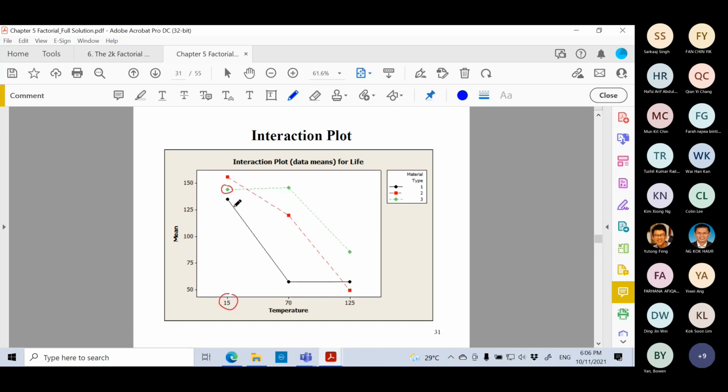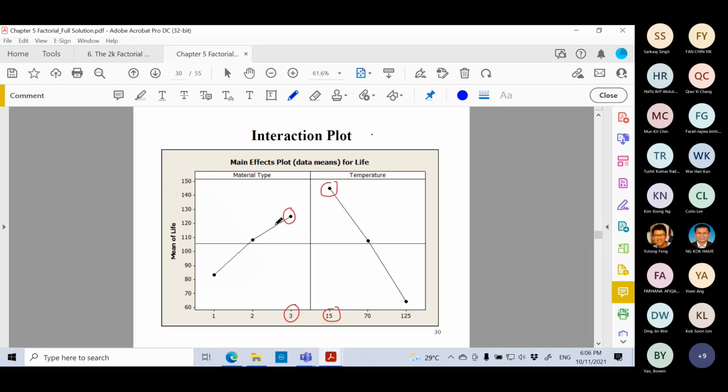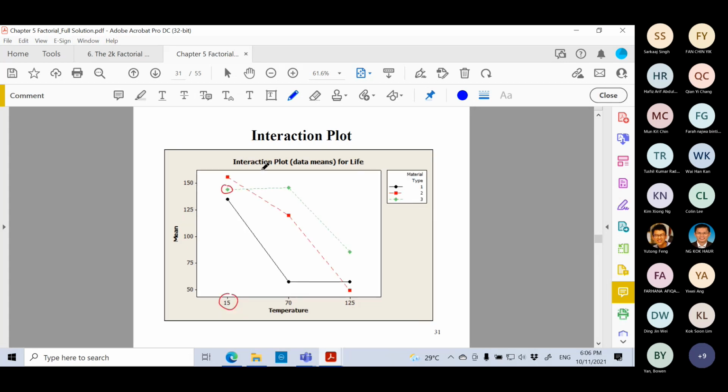This is shown in the following diagram. At a temperature of 15, if you want the highest mean life of the battery, you should choose type number 2 instead of type number 3, as shown in this combination. Therefore, the interaction is very important in analyzing the factorial experiment, so we always need to check whether our interaction factor is significant or not.